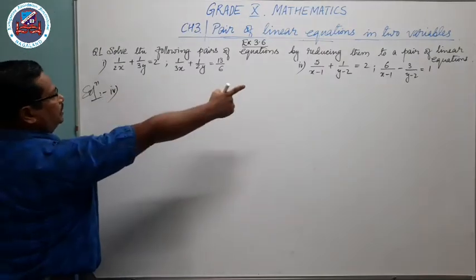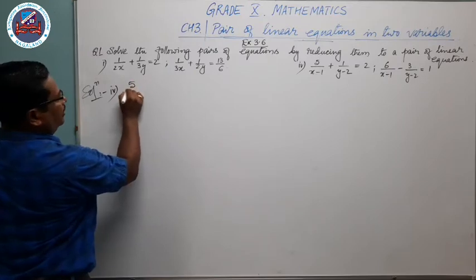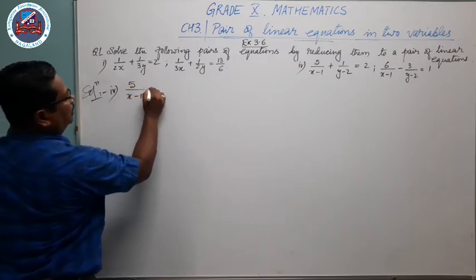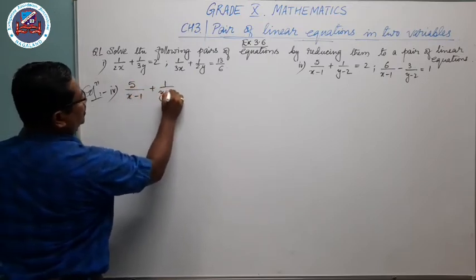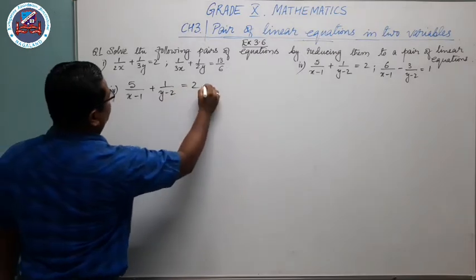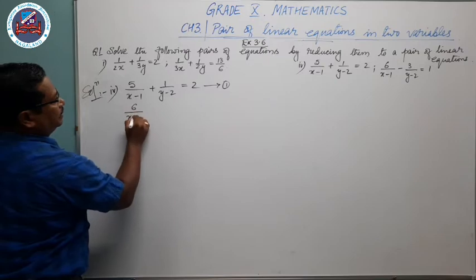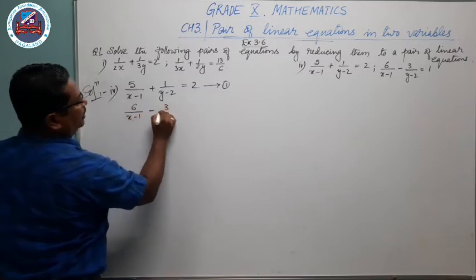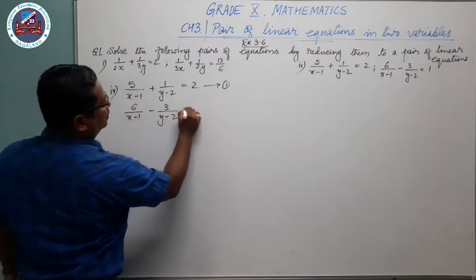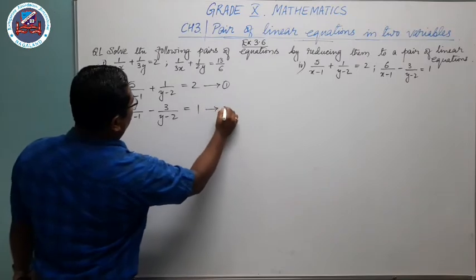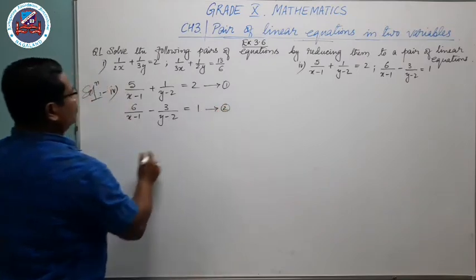The question is there on the right hand side. 5 by x minus 1 plus 1 by y minus 2 is equal to 2. This is your given equation 1. And 6 by x minus 1 minus 3 by y minus 2 is equal to 1. This is equation number 2.